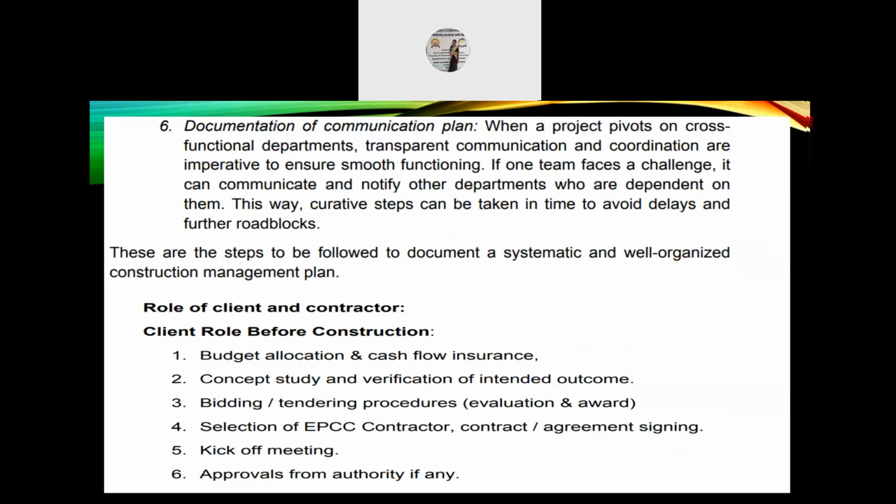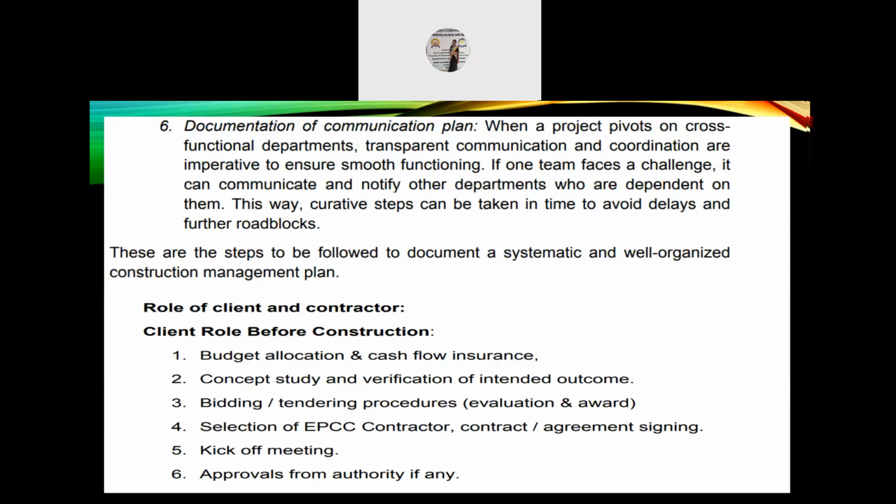6. Documentation of communication plan. When a project pivots on cross-functional departments, transparent communication and coordination are imperative to ensure smooth functioning. If one team faces a challenge, it can communicate and notify other departments who are dependent on them. This way, curative steps can be taken in time to avoid delays and further roadblocks. So these are the steps to be followed to document a systematic and well-organized construction management plan.